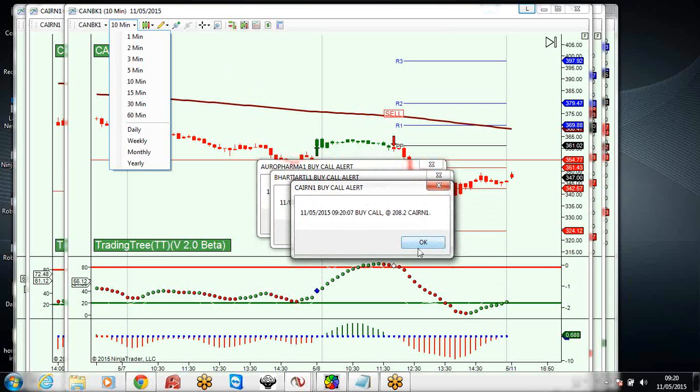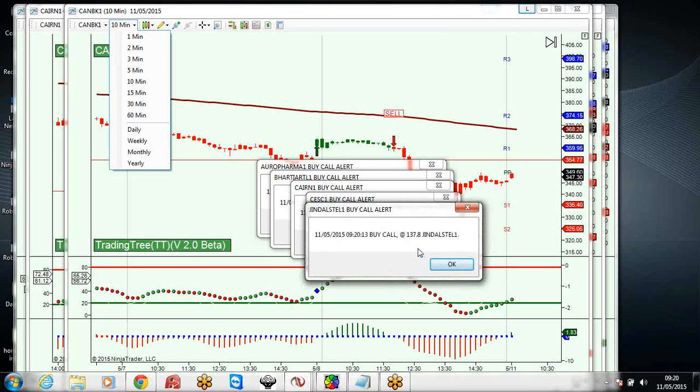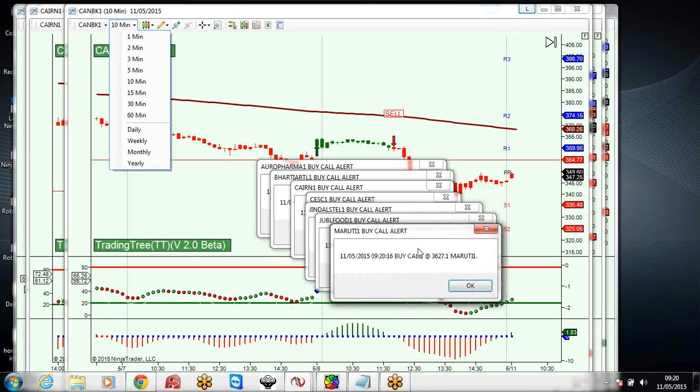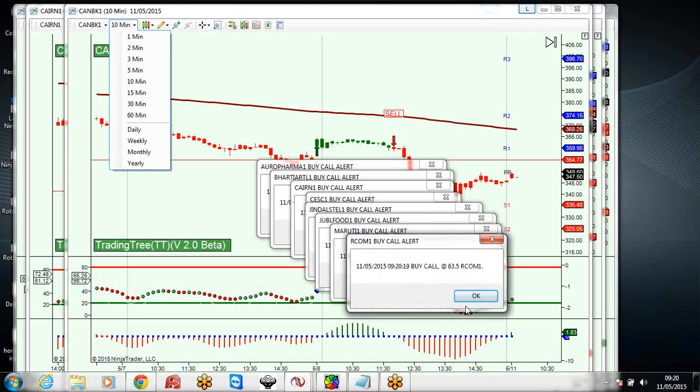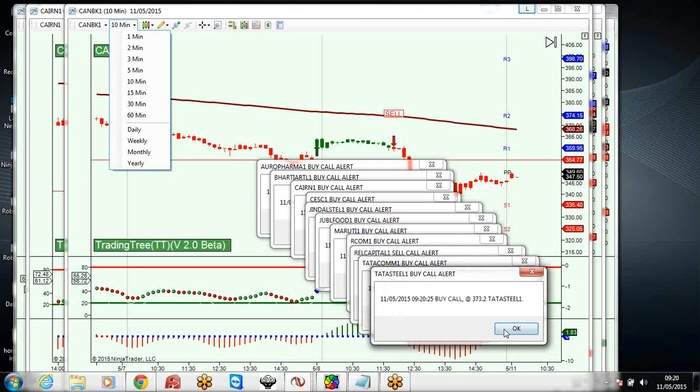There is a buy call in Karen 1. There is a buy call in Zest 1. There is a buy call in Jindal 1. There is a buy call in GLC 1. There is a buy call in NRCom 1. There is a sell call in RDLCOMTA 1. There is a buy call in Tata Steel 1.